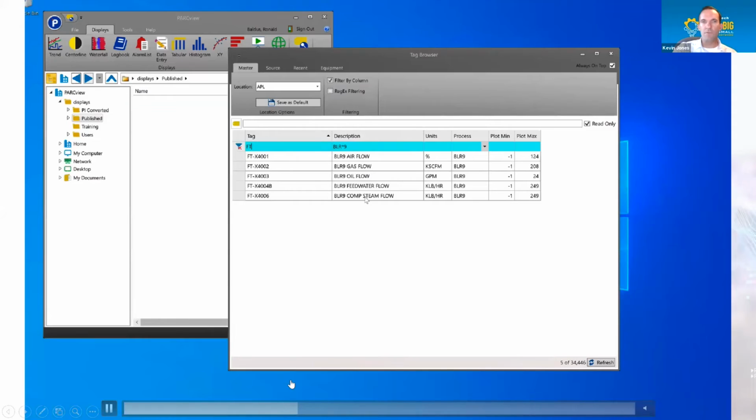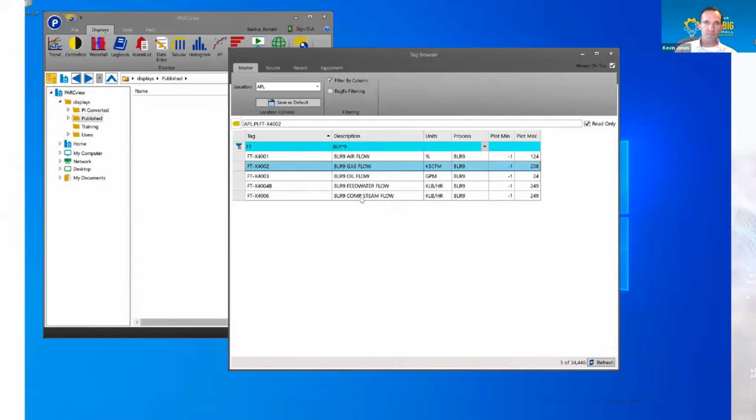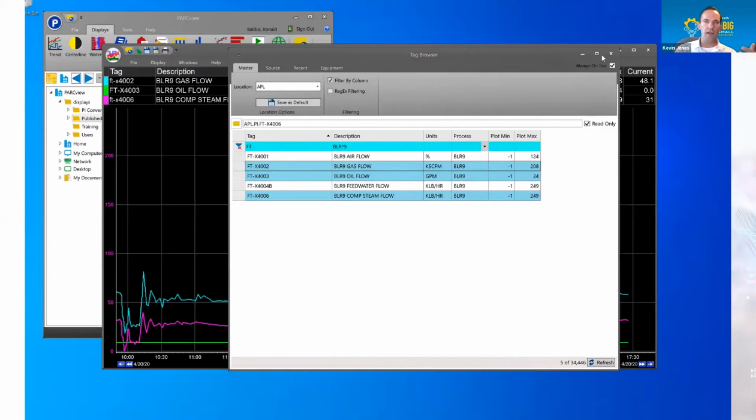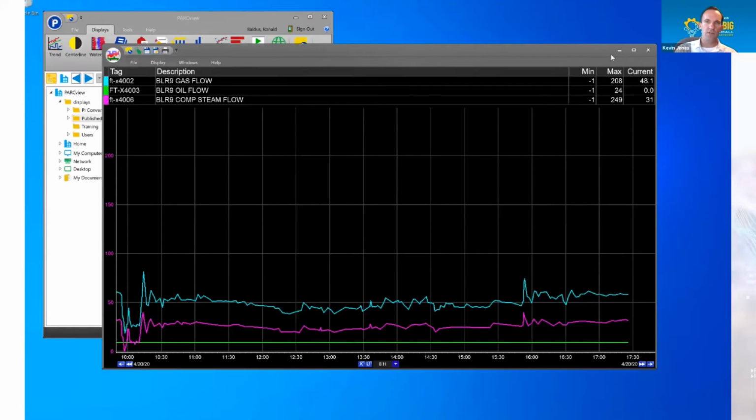So now we're looking for the flow data that we were interested in. So he types in FT to get the flow transmitter. And for efficiency, we're concerned with the fuel and the steam flow. So he's going to grab the 2 fuel tags, gas and oil, and then the steam flow tag. So he highlights them, clicks the trend button, and now we see a trend of those.